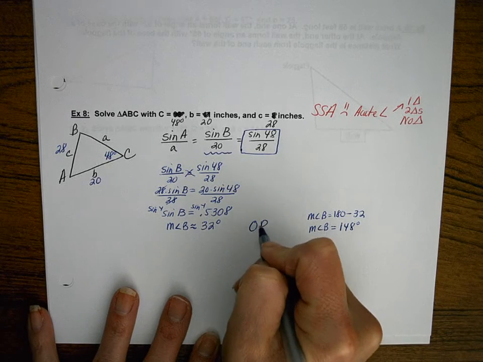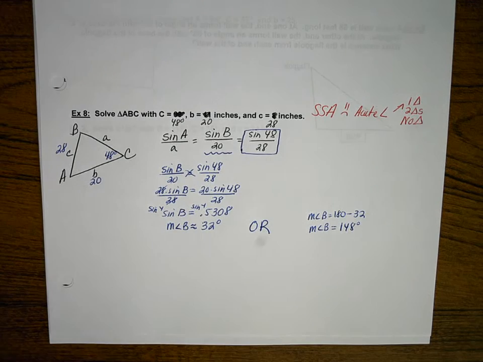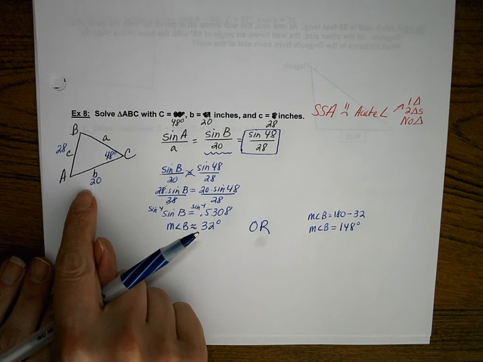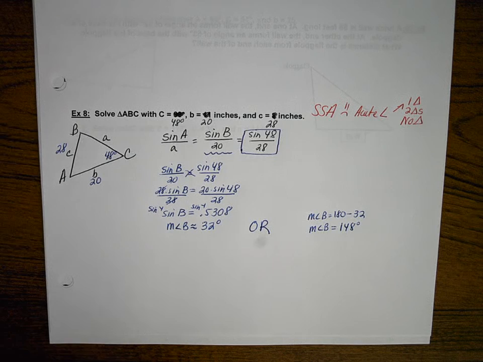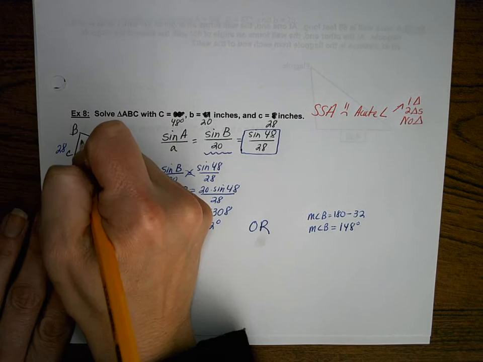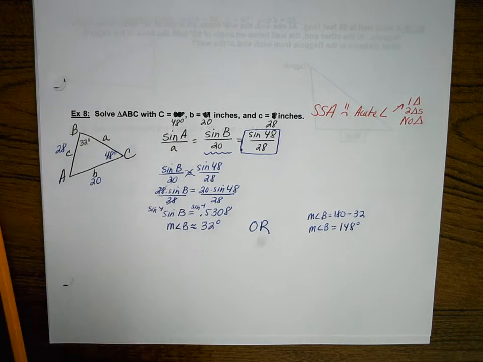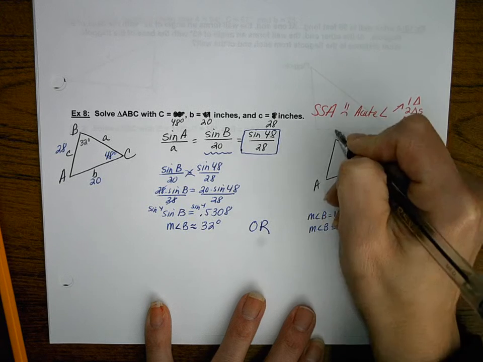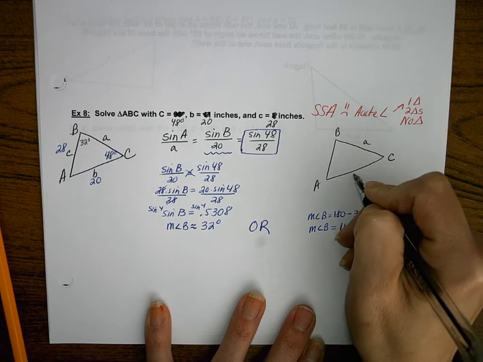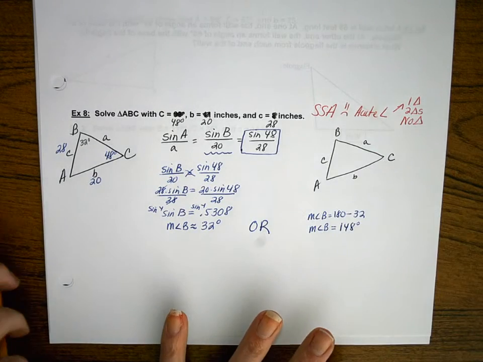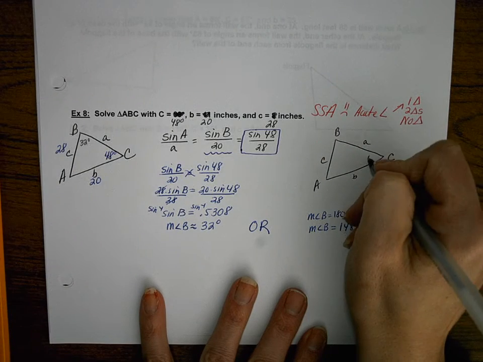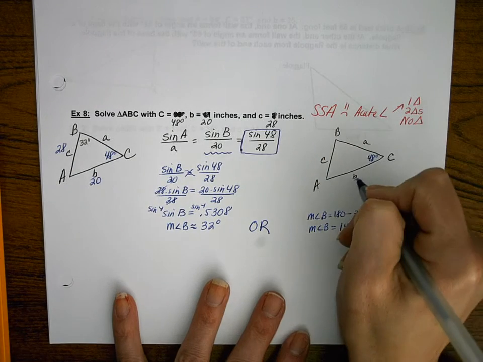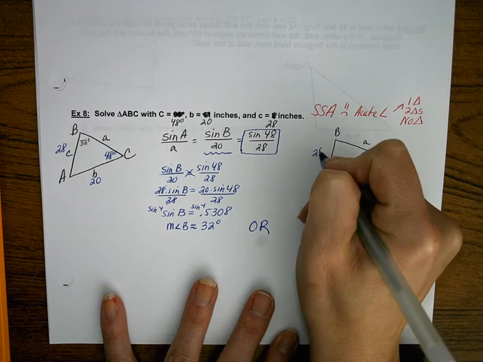So this is a big old OR. This means that how many triangles can I draw? 2. In this first triangle that I started right over here, I'm going to put in angle B is 32 degrees. But then I'm going to draw another triangle that looks exactly like that, and I still know angle C is 48 degrees. I still know little b is 20 degrees. I still know little c is 28.